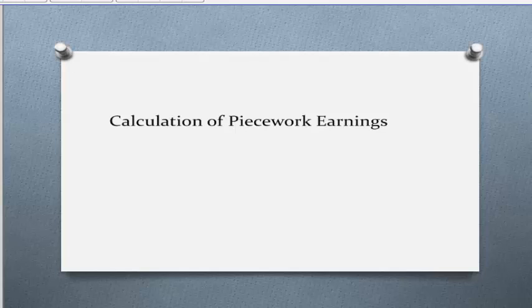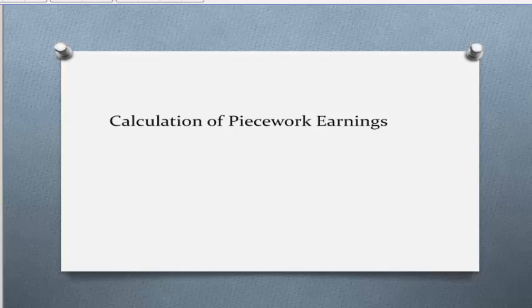In this presentation, I'm going to talk about the calculation of piecework earnings. Some employees are not paid by the hour they work, but instead they're paid by the piece they produce or process. These employees are called piece workers, and the earnings they earn are called piecework earnings.